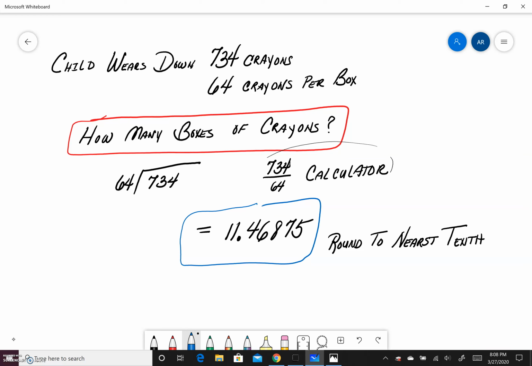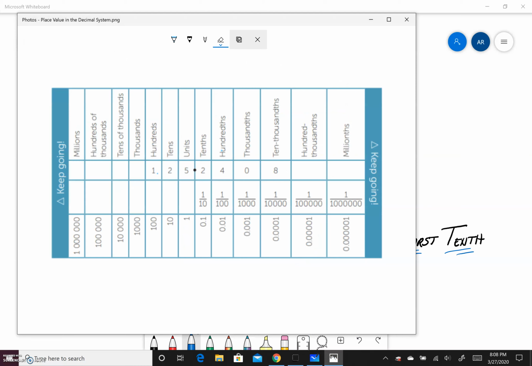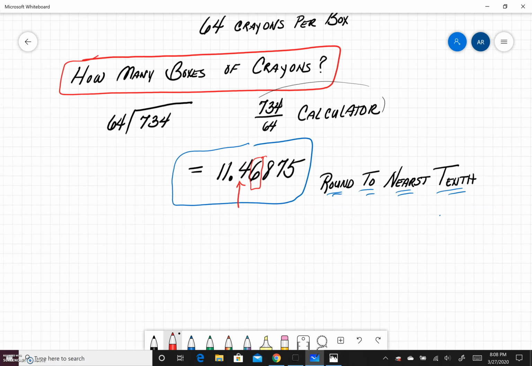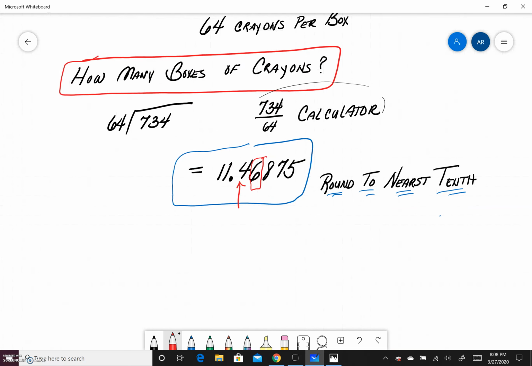If you do that, you're going to end up with a result of 11.46875. But if you read your instructions, it's going to ask you to round to the nearest tenth. If we look back on our diagram, the tenth means we should only have 1 digit after the decimal point. So I'm going to locate my tenth position, which is right here, our 4, and then I'm going to look at this digit to the right of it, and it will determine whether that 4 counts up to a 5. And it does. So my final answer, rounding to the nearest tenth, will be 11.5.